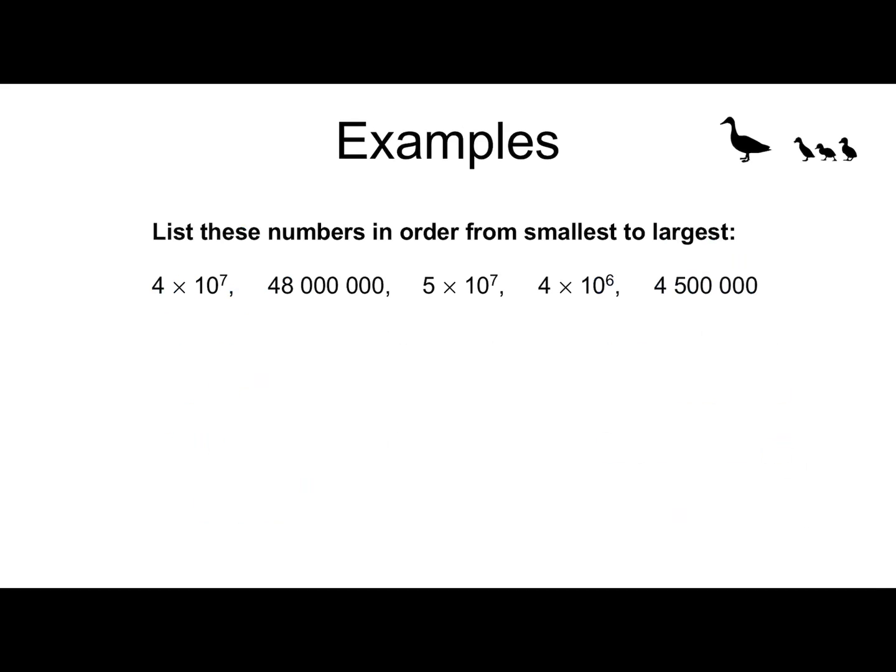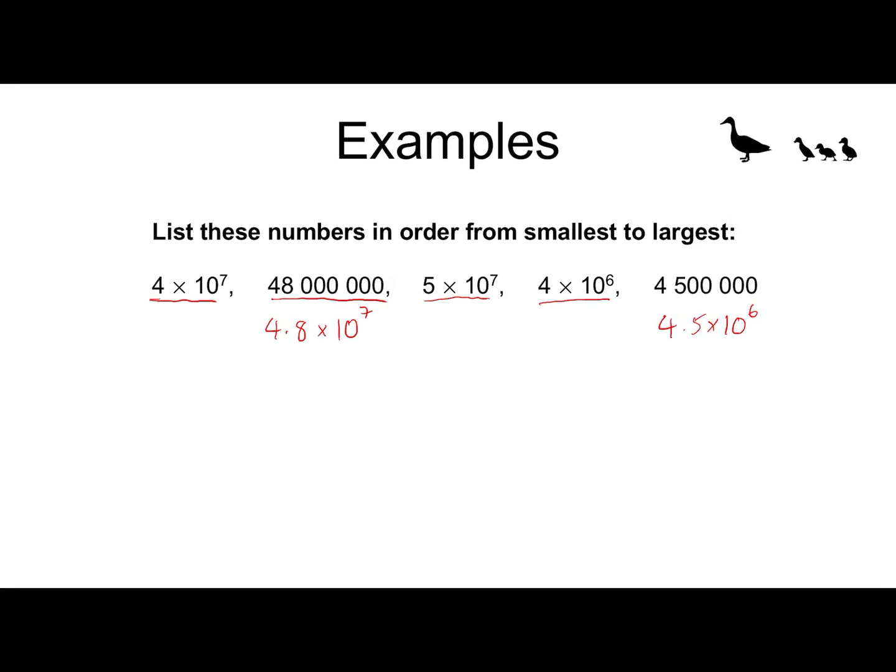Okay, right. Again, can we list these numbers from largest to smallest? One thing you might do, I think it's quite easy to do, is put them in standard form. Now this one is already in standard form. What would this one be? 48 million. Well, I'll tell you now, that would be 4.8 times 10 to the power of 7. That's already standard form. And this would be 4.5 times 10 to the 6.